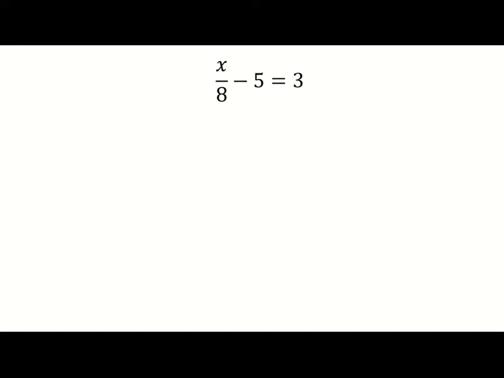The first equation that we are going to do together is x over 8 minus 5 equals 3. Whenever we solve an equation, the first step is to always get the variable term by itself. So we want to get x over 8 by itself. Currently, there is a minus 5 with the x over 8. So we're going to need to add 5 to both sides.